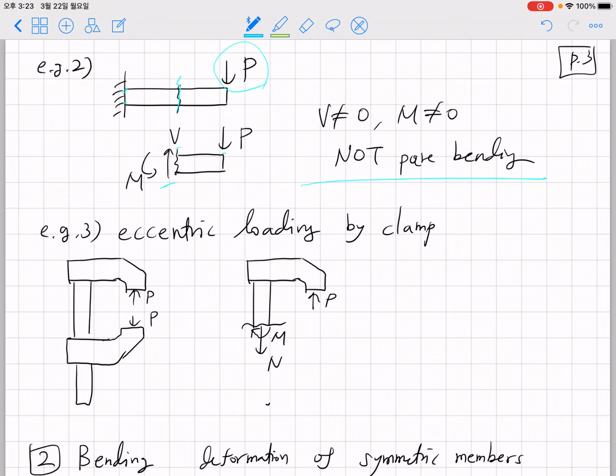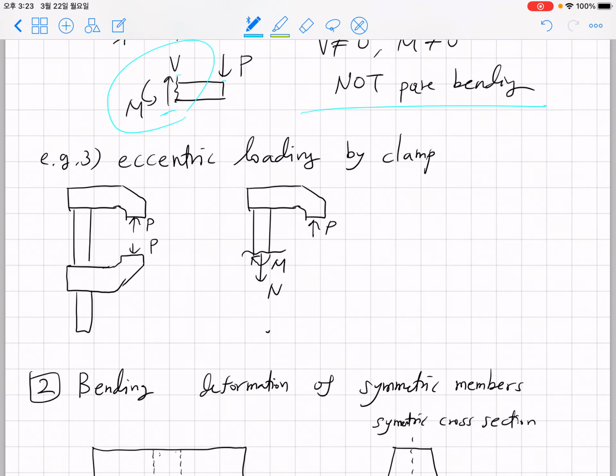Okay, so this is the typical case of a bending problem where you have both V and M, and we're gonna discuss the non-zero V and non-zero M case in the shear moment diagram discussions, which are gonna follow after this class. After this chapter.